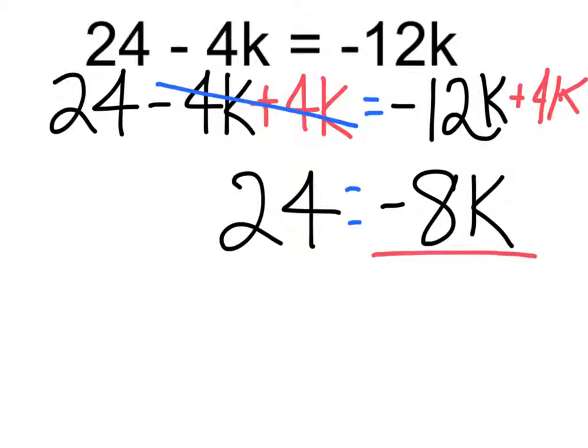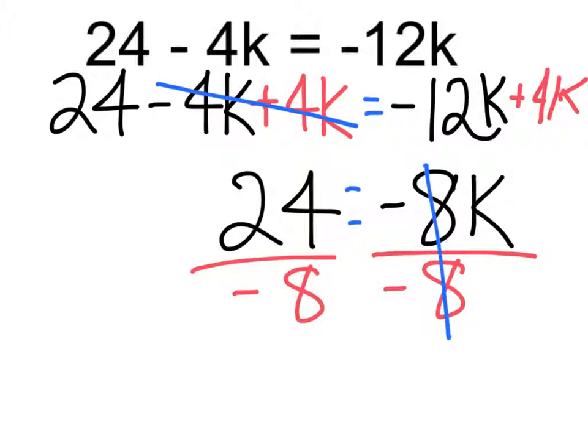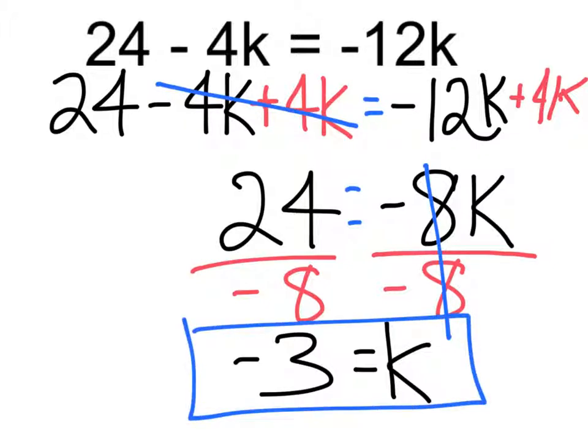Negative 8k, we want to get the k by itself, obviously, right? So we're going to divide both sides by negative 8. And when we do that, the negative 8's cancel out, and we're left with k equals what? 24 divided by negative 8, of course, is negative 3. K equals negative 3. That is our answer.